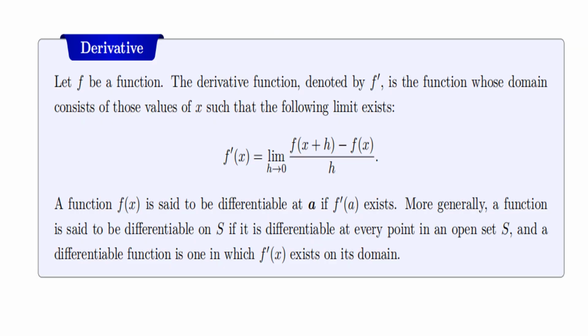Now we have the definition: derivative of a function, or derivative function. Let f be a given function. The derivative function is denoted by f dash. So the derivative function f dash of x is defined by limit h tends to 0, f of x plus h minus f of x over h.